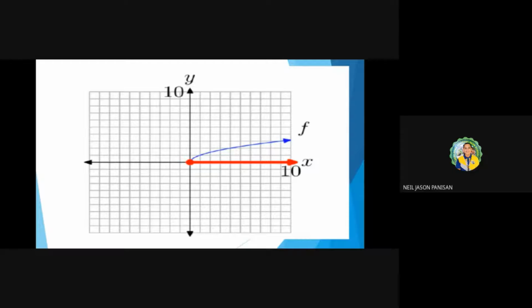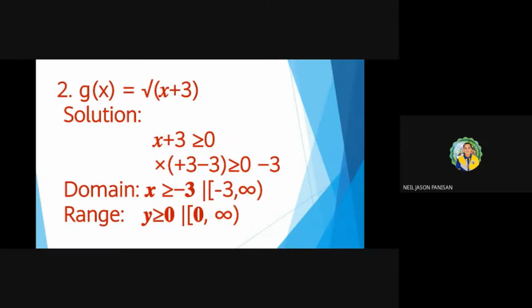So our graph is always facing right, because based on the property of the square root function, this function is an increasing function, meaning its movement is always going to the right, or to positive infinity. So how about number 2?